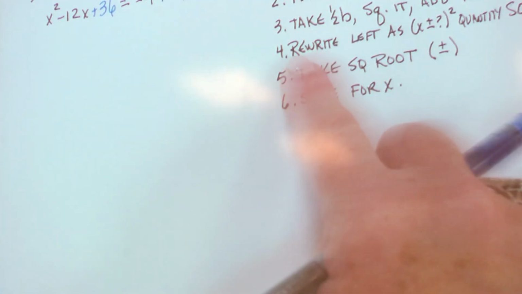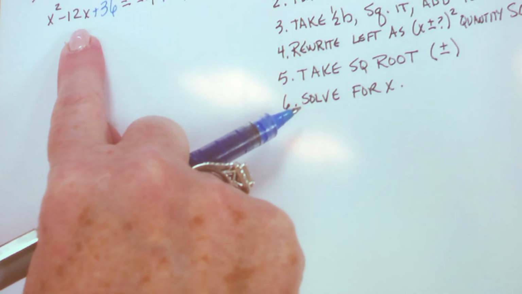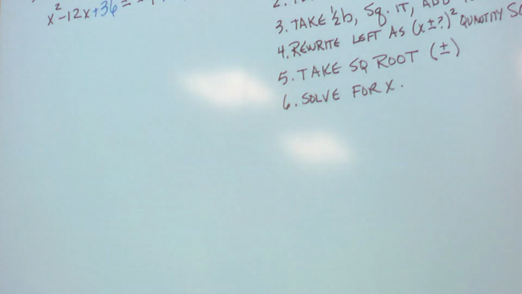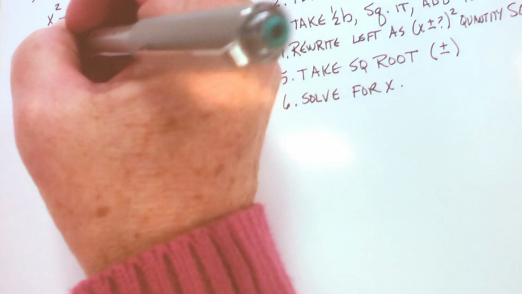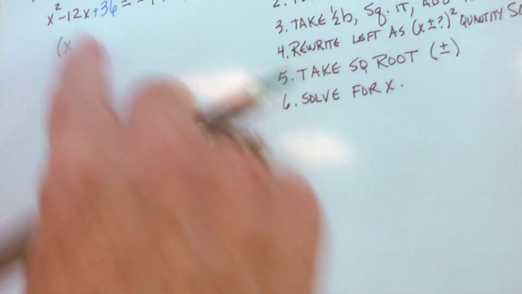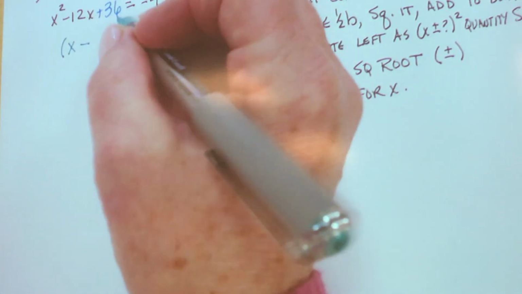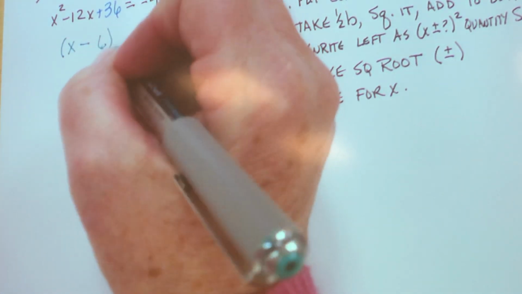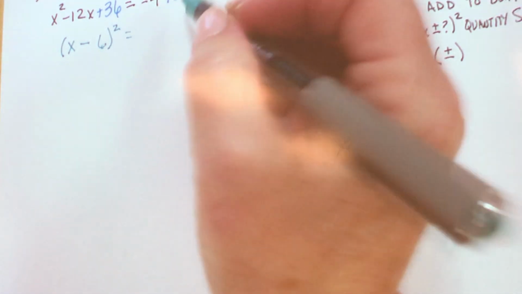Number 4 says rewrite the left as a quantity squared. So I want to take this perfect square trinomial and write it as a quantity squared. I'm going to open up the parentheses. What's the first term? x. What's the sign? Minus. Take the square root of the first, keep the sign, square root of the last: 6. Quantity squared. Should you already know how to do that? Yeah, we're using all that stuff we've been learning, and we're going to keep on doing it. What's negative 4 plus 36?